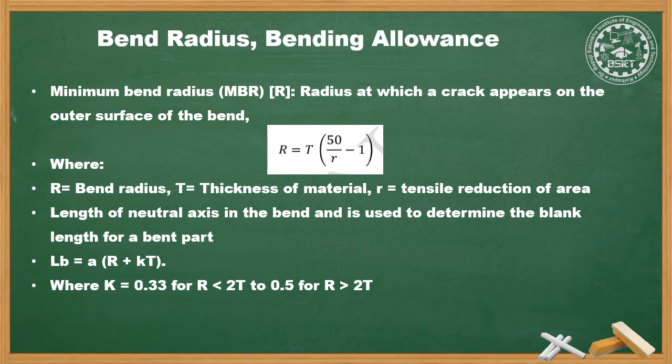As the ratio of R and T decreases, tensile strain at the outer fiber increases and the material cracks.